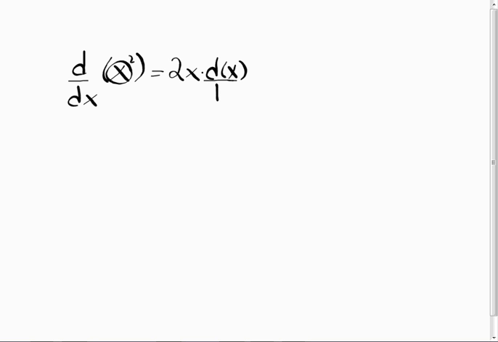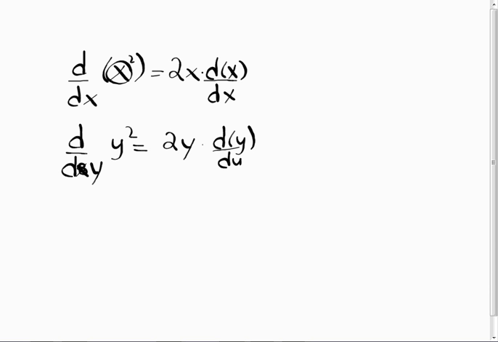The derivative with respect to x of x squared is 2x. And really, times the derivative of the inside function with respect to x. But do I write that down? Because what's that? It's 1. What's the derivative with respect to x, oh no, y of y squared? That's 2y times the derivative of y with respect to y.